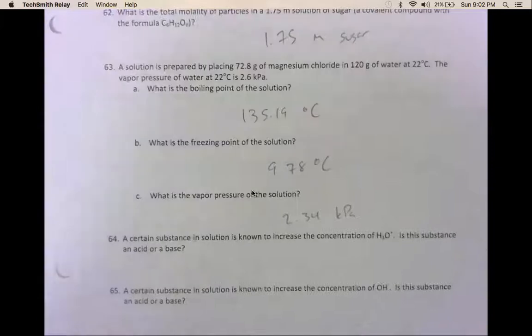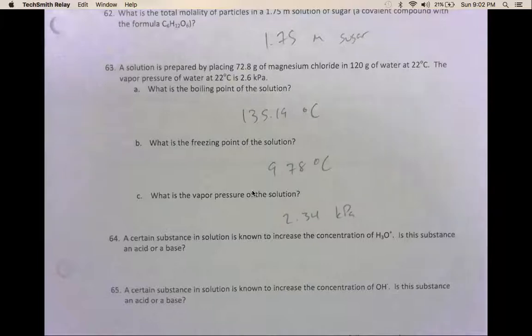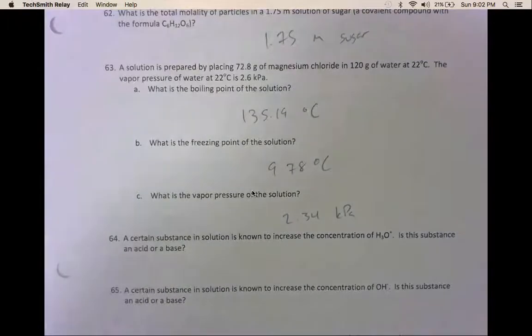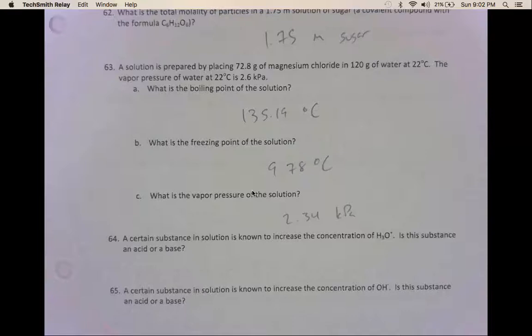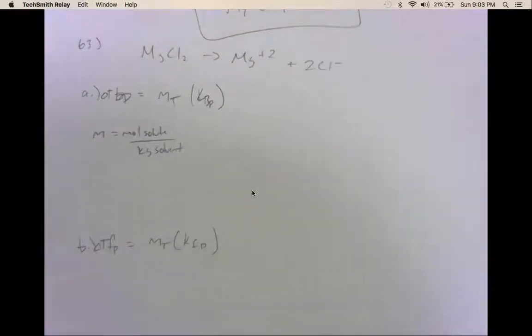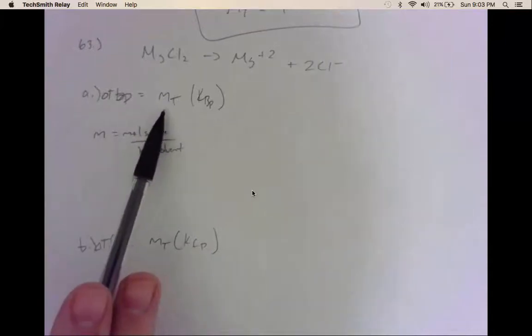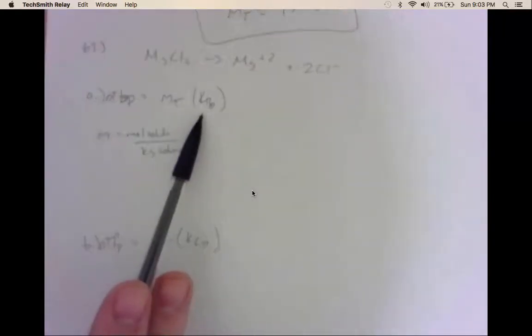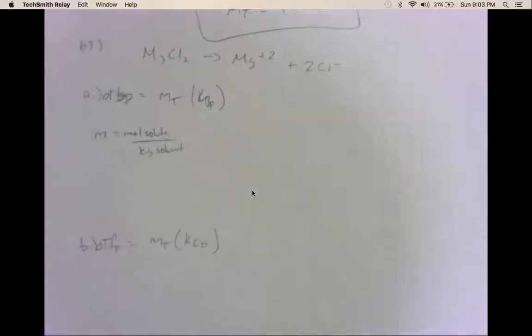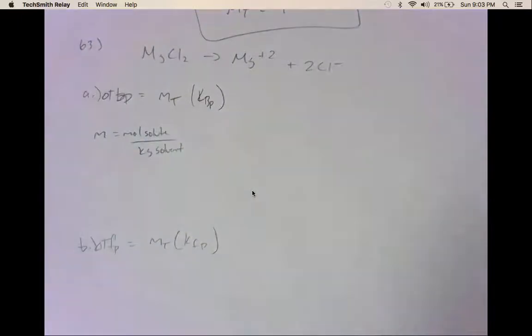And the last question I was asked about was number 63. So a solution was prepared by placing 72.8 grams of magnesium chloride in 120 grams of water at 22 degrees Celsius. The vapor pressure of the water at 22 degrees Celsius is 2.6 kPa. So A and B go together where we're calculating the boiling point and the freezing point. Remember, there are a couple formulas you'll need to know. For the change in boiling point, you'll know that it equals the total molality divided by the boiling point elevation. And then the freezing point equals the total molality times the freezing point elevation.